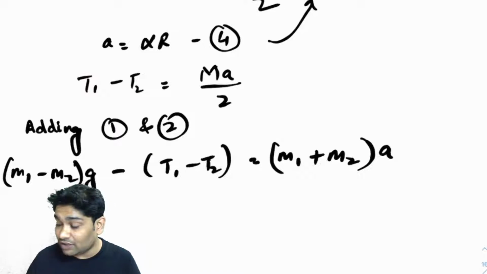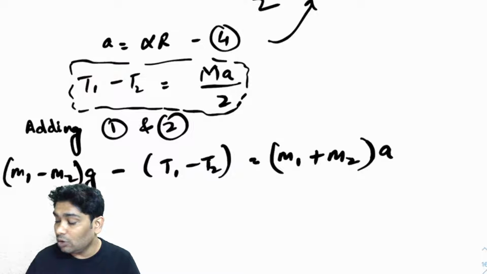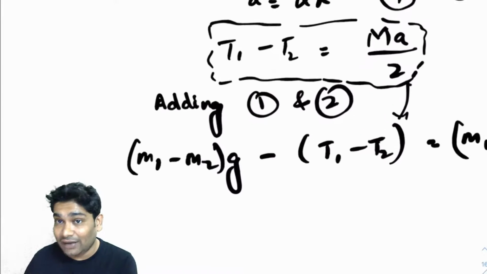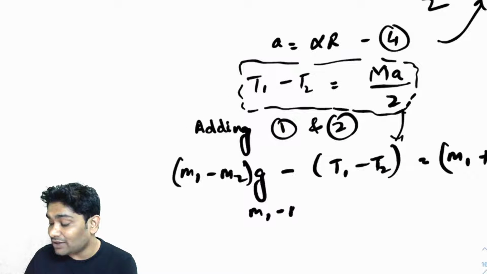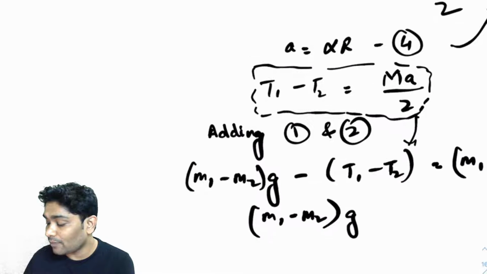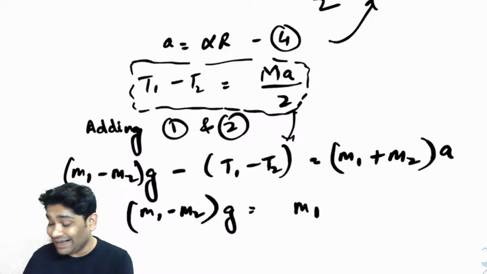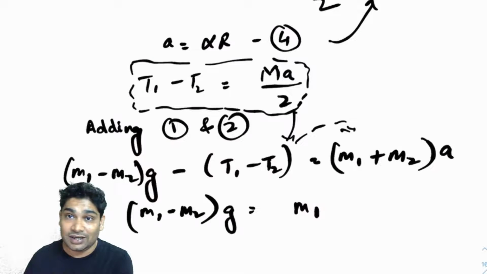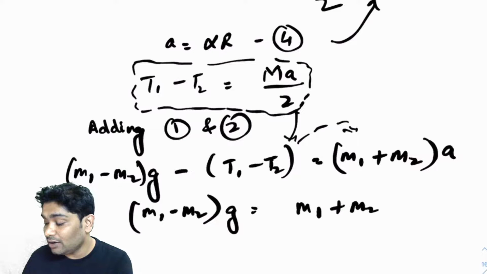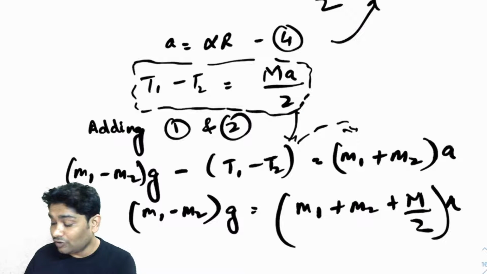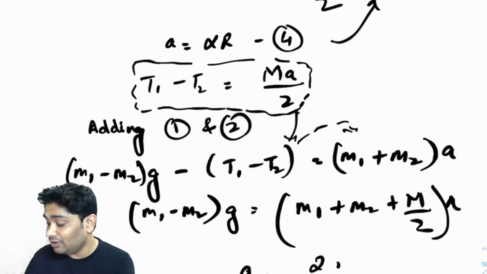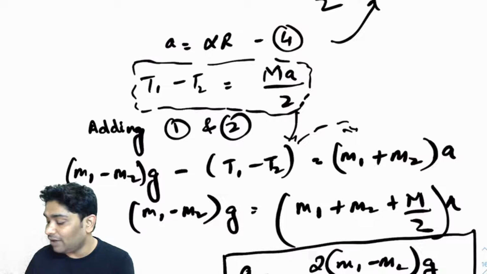Alright, now I will substitute this value of T1 minus T2 over here. Let's see what we get from that. What I am getting is (M1 minus M2)g equals, taking this to the other side of the expression, (M1 plus M2 plus M by 2) times A. So the final expression of A is 2(M1 minus M2)g over M plus 2M1 plus 2M2. Alright, that is my final answer.